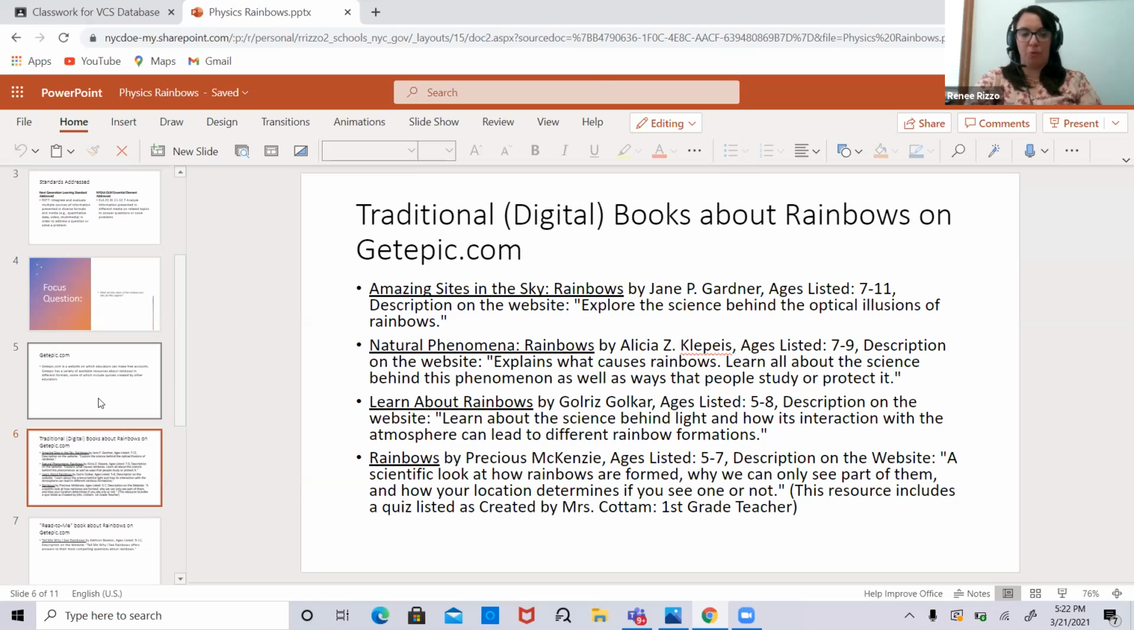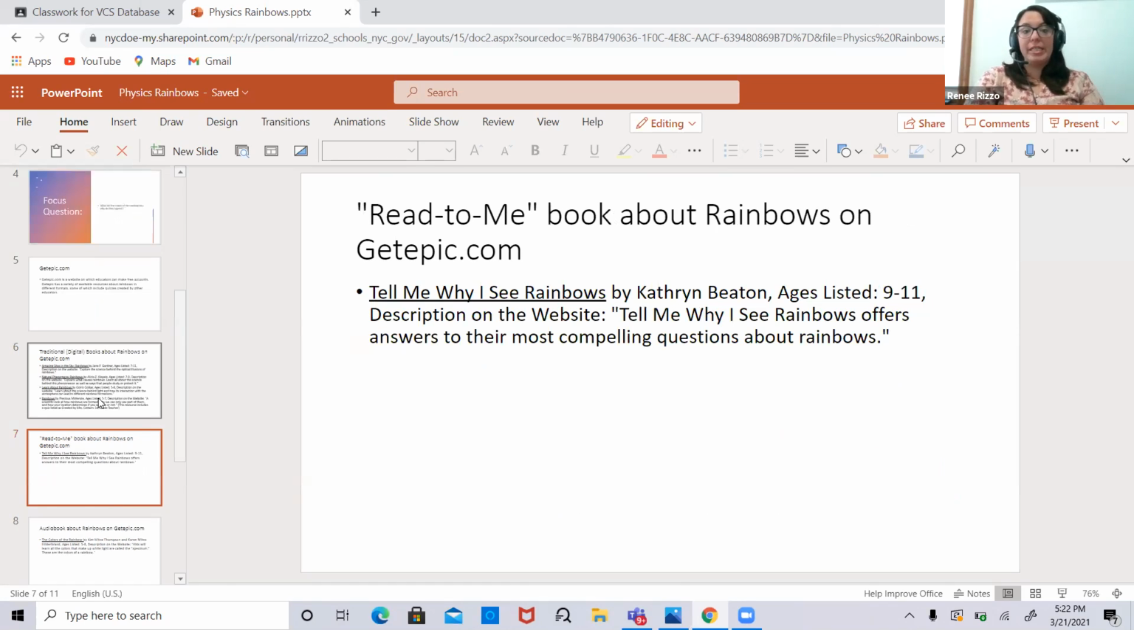Rainbows by Precious McKenzie, ages listed 5 through 7. Description on the website: a scientific look at how rainbows are formed, why we can only see part of them, and how your location determines if you see one or not. This resource includes a quiz listed as created by Mrs. Cottam, first grade teacher. Read to Me book about rainbows on getepic.com.